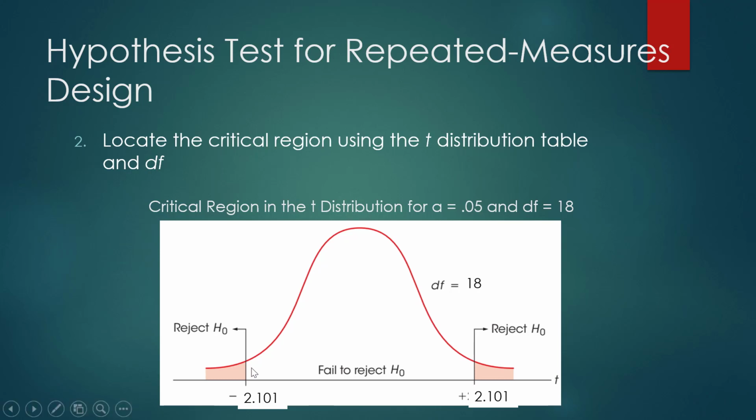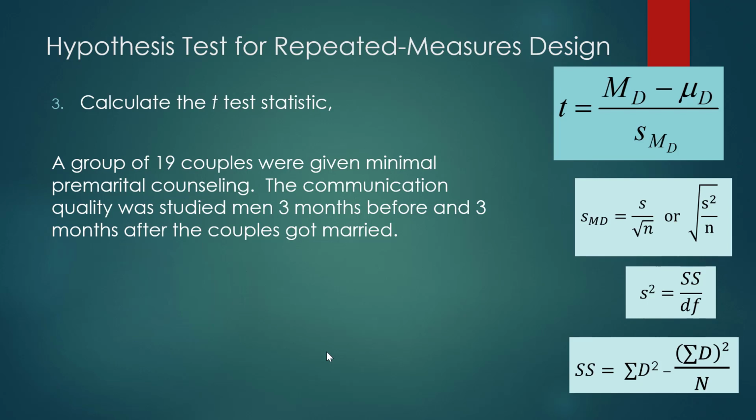So this shows you our critical boundary, and these are our critical regions. If our calculated t falls in these critical regions, we'll reject the null. If it falls here internally, we will fail to reject the null. Next, we have to calculate the t statistic.